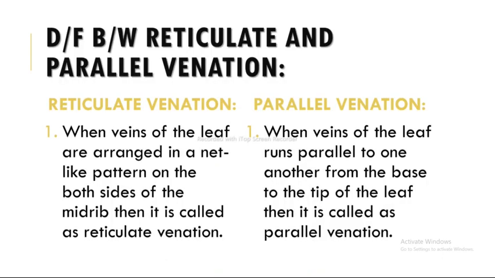So next I am going to discuss the difference between the reticulate and parallel venation. This is the difference between the reticulate and parallel venation. First I will discuss the reticulate venation and then I will discuss the parallel venation. So in the reticulate venation, when the veins of a leaf are arranged in a net-like pattern on both sides of the midrib, then it is called reticulate venation. In the parallel venation, when veins of the leaf run parallel to one another from the base to the tip of the leaf, then it is called parallel venation.